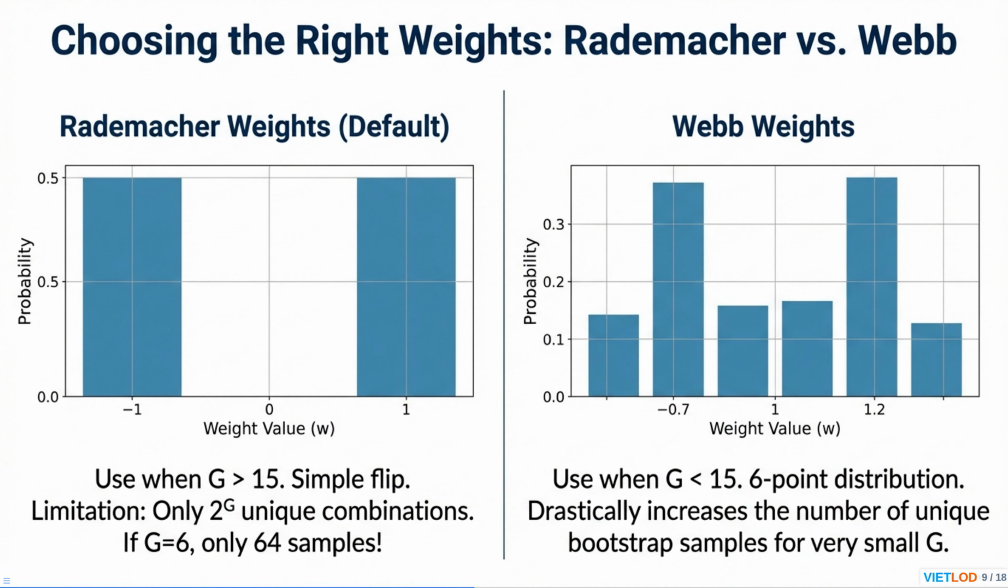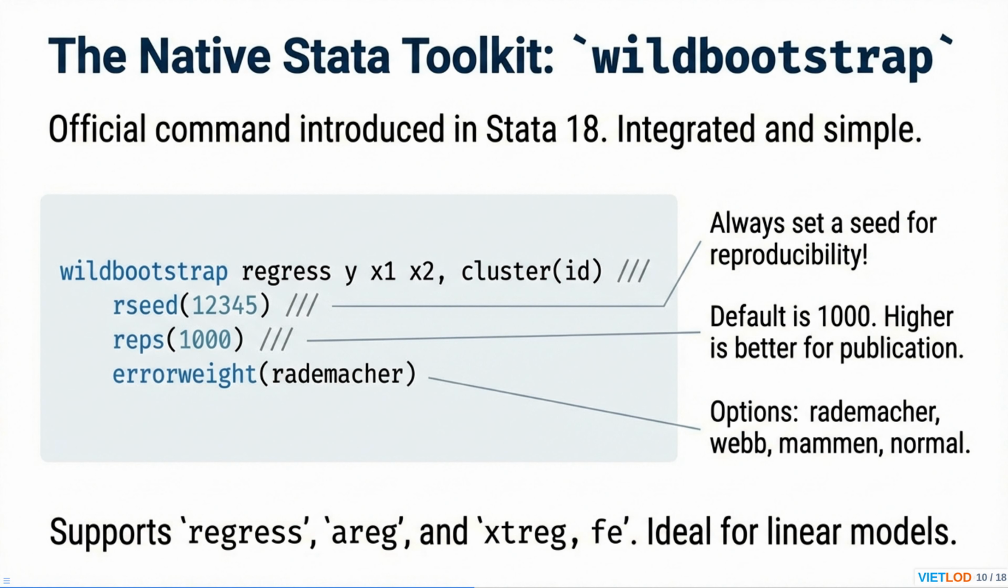Stata 18 introduced the official Wild Bootstrap command, providing a seamless and integrated way to perform the Wild Cluster Bootstrap. As a prefix command, you simply place it before your estimation command, such as regress. The syntax is quite straightforward. You specify your regression, indicate the clustering variable using the cluster option, and then add bootstrap-specific options. Crucially, always set a seed with rseed for reproducibility.